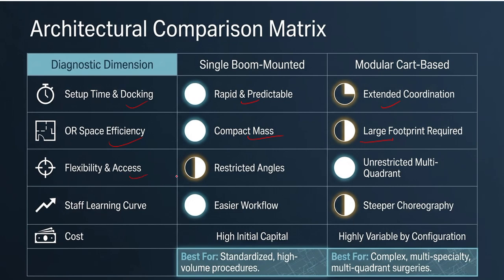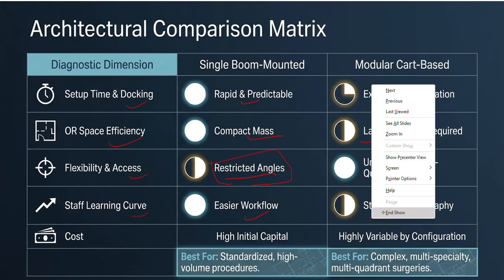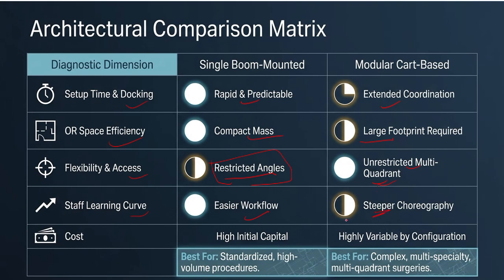When it comes to flexibility, it is saying a little bit restricted. Why we are saying restricted, I will discuss later. But here, in the case of modular carts and all, you have unrestricted and multi-quadrant access, which will be easier, because you can manipulate one arm cart according to your choice. Okay. So in the case of this modular cart, this is the advantage. And when it comes to the staff learning curve, the single boom has an easier workflow, but the modular cart has a steeper choreography, because they have to learn the position of the arm cart also.